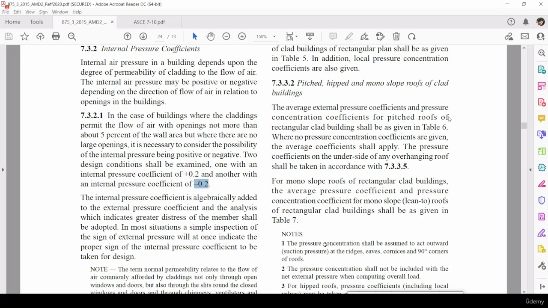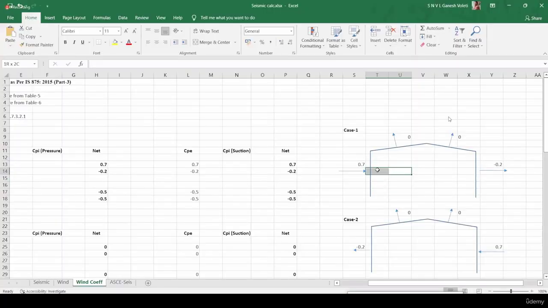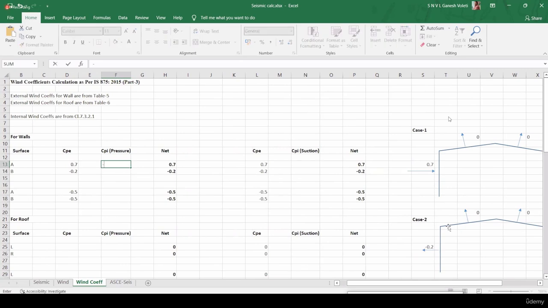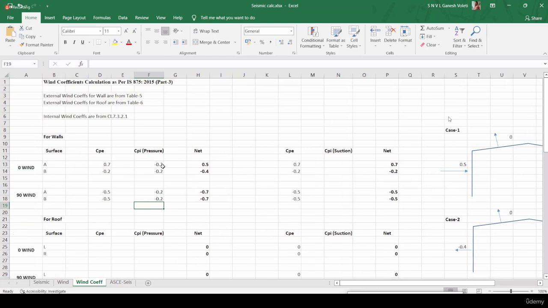Again, plus is internally towards the surface, and minus is internally away from the surface. So first is the pressure case. Pressure is internally away from the surface, so it is minus 0.2. The internal pressure coefficients for all surfaces are the same. I am taking minus 0.2 for all. So this is the internal pressure.